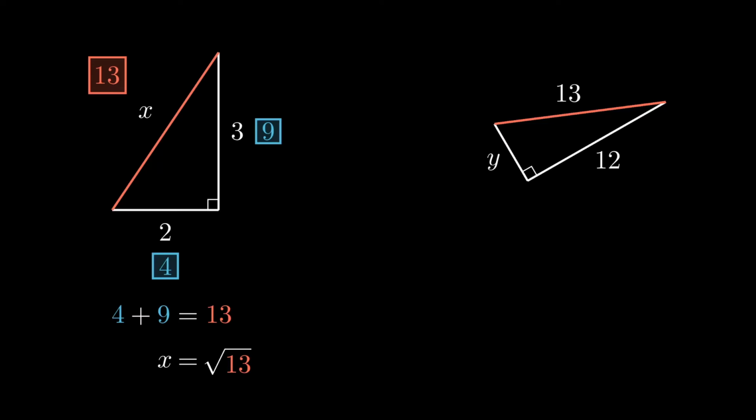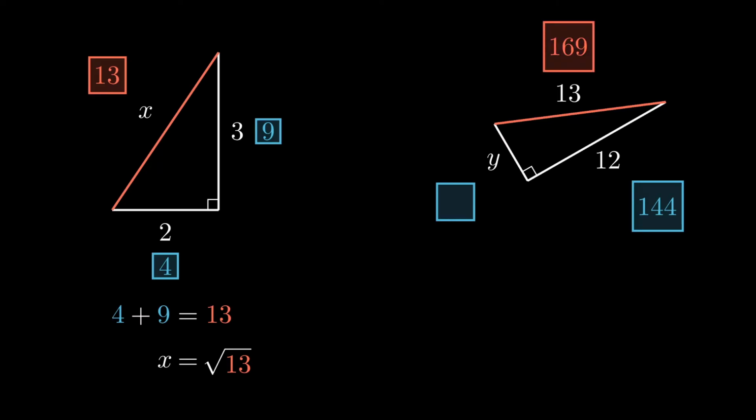Well, 12 squared is 144. y squared, well, I don't know that one. I've got to work out that one. But I do know that the longest one, the 13 squared, is 169. So while I don't know what y squared is, what I do know is when I add the 2 small blue squares together, the answer has to be 169.